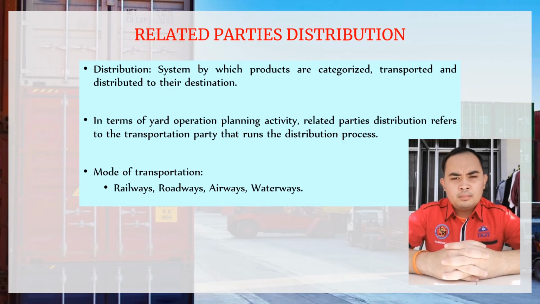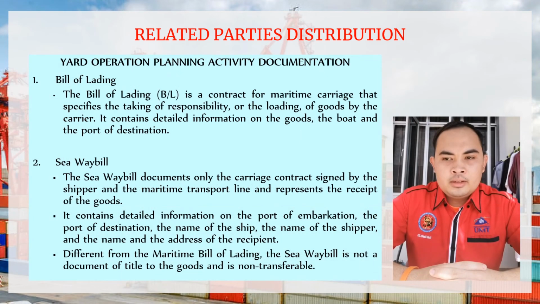Before that, I will explain about related parties distribution. Distribution can be defined as a system by which products are categorized, transported, and distributed to their destination. In terms of yard operation planning activities, related parties distribution refers to the transportation party that runs the distribution process. This will include the mode of transportation such as railways, roadways, airways, and waterways. For that reason, there are a few important documents needed by the related party distribution for the yard planning activity.